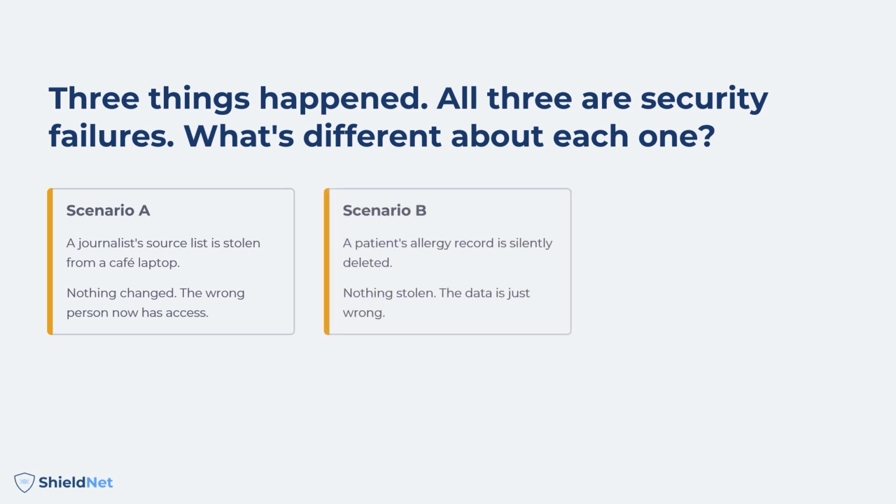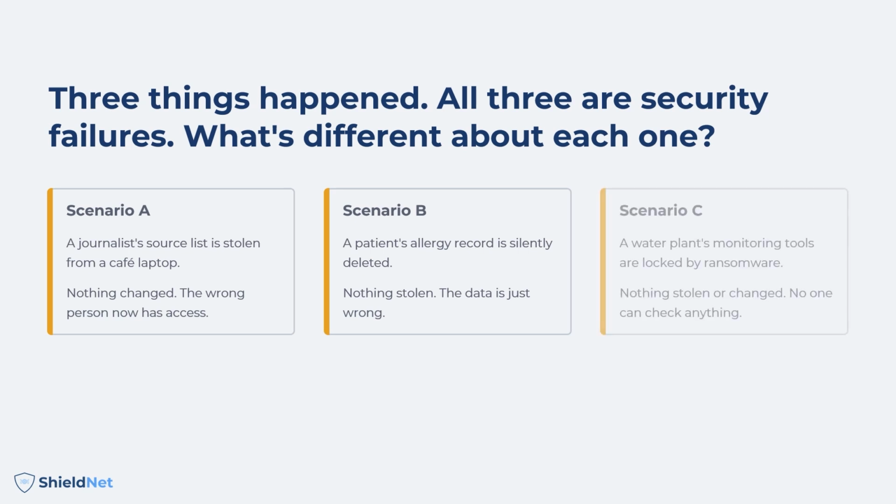have seen. Scenario B. A patient checks into hospital for surgery. The surgical team reviews her records and sees she has no known allergies. In fact, she is severely allergic to a common anesthetic. But someone at some point deleted the allergy entry from her record. Nothing was stolen. The file is accessible. It looks perfectly normal. But the information inside it is wrong.